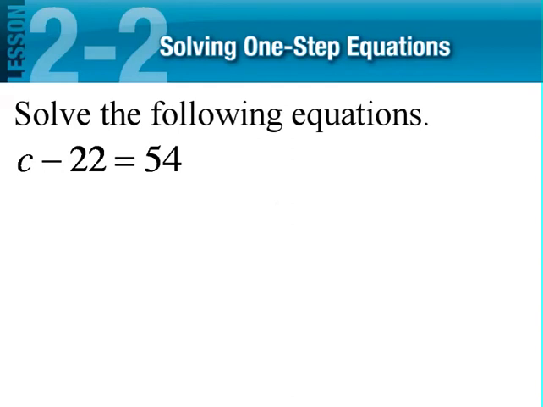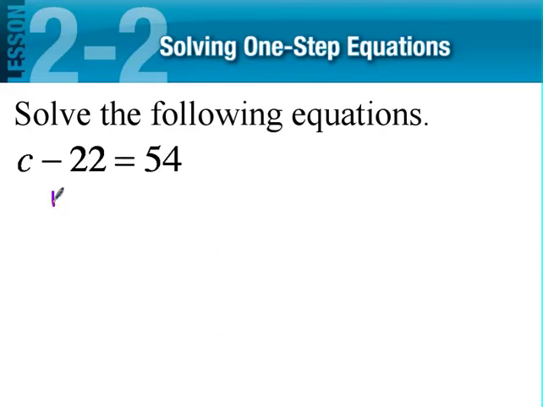So if I look up here on the board, it says solve the following equations. And so the first one is c minus 22 equals 54. In order to solve the equation, I need to get the variable on one side and then equals and then a number. If I look at this, I've got c minus 22. How do I undo that? How do I solve this equation?